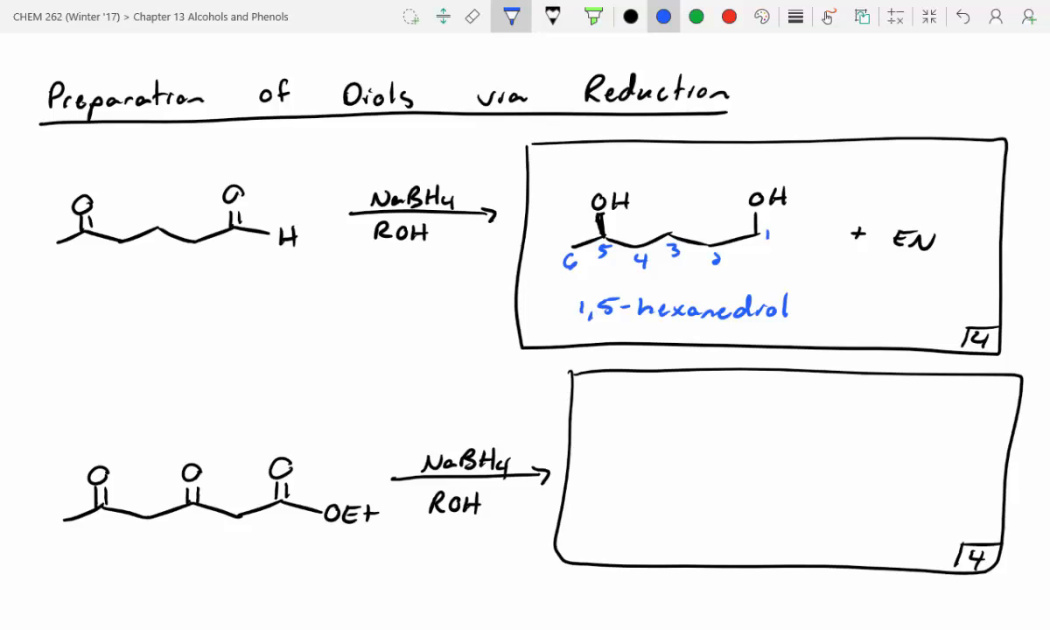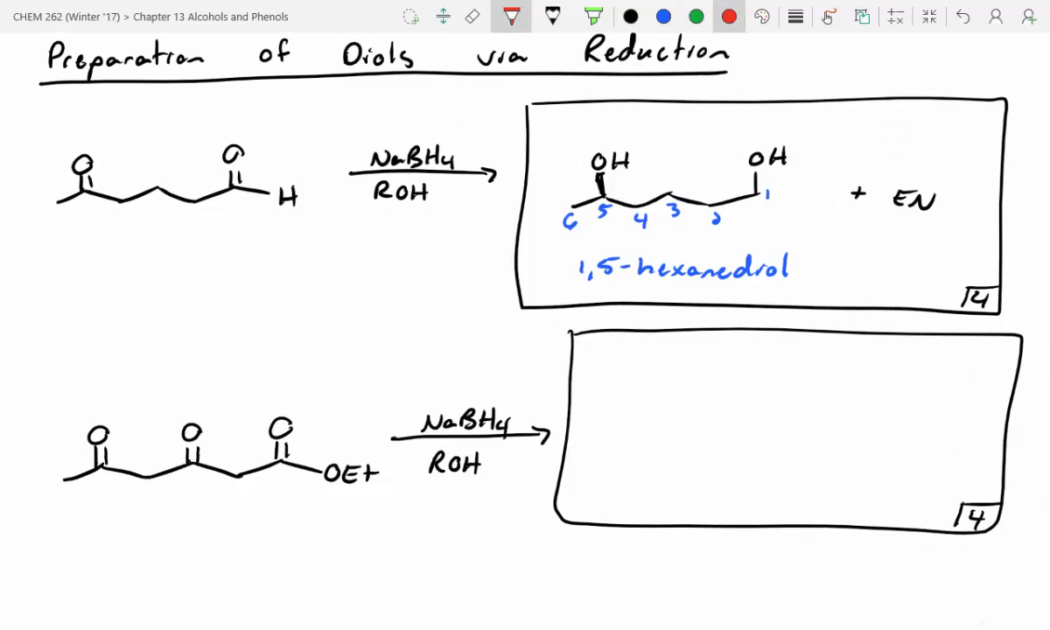Okay, so let's do the next one. The next one, we know we can reduce this ketone. We can reduce this ketone. What about the ester? No, untouched. So we'll just write unreactive.